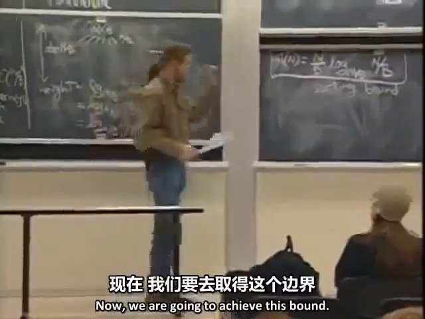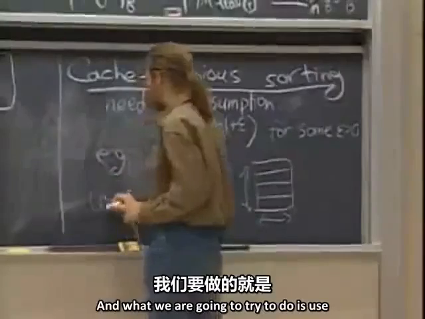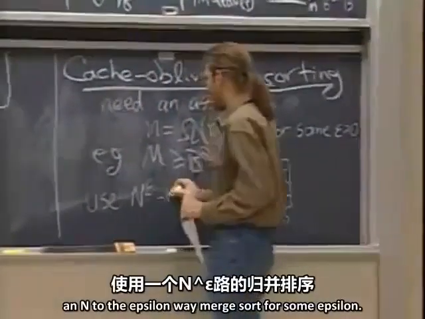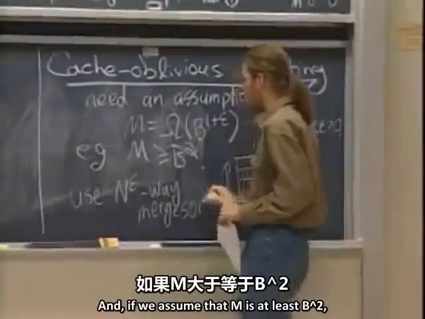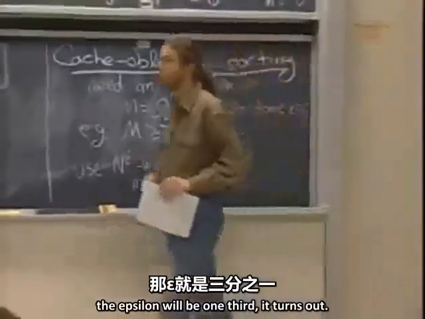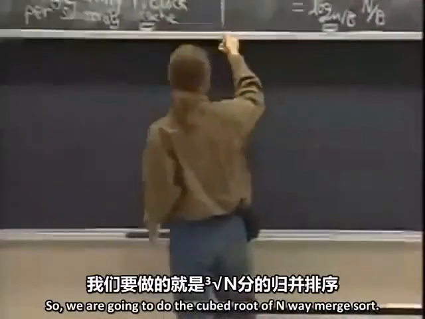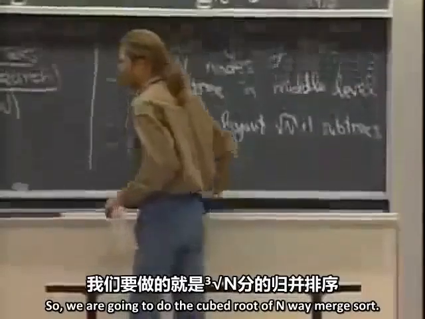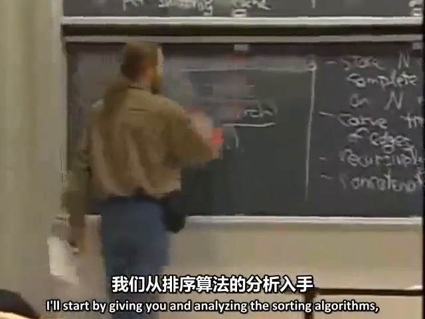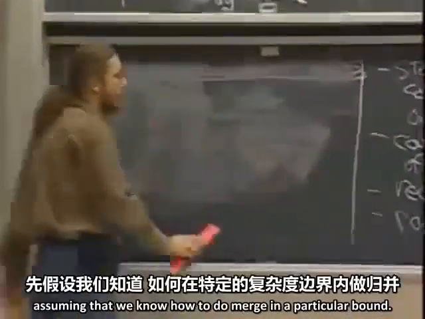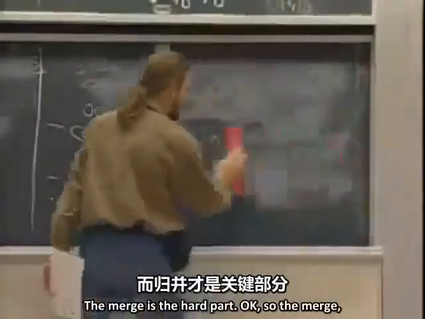Good. Now we're going to achieve this bound. And what we're going to try to do is use an n to the epsilon way merge sort for some epsilon. And if we assume that m is at least b squared, the epsilon will be 1/3, it turns out. So we're going to do cube root of n way merge sort. I'll start by giving you and analyzing the sorting algorithm, assuming that we know how to do merge in a particular bound. Then we'll do the merge. The merge is the hard part.